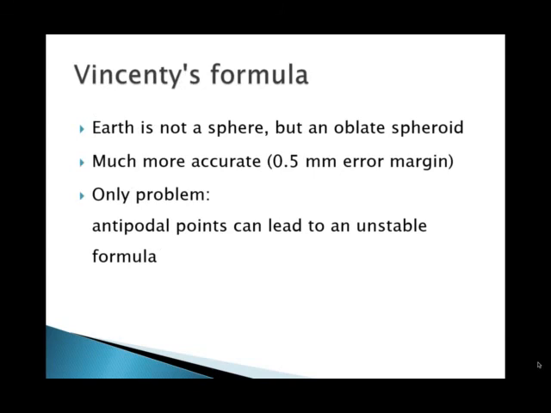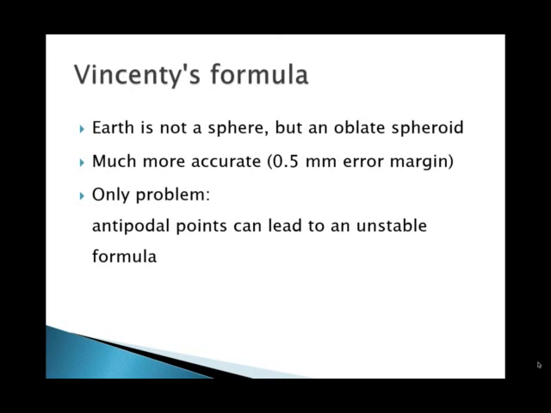Let's move on to Vincenty's formula. At the base of his formula is the assumption that the Earth, in fact, is not a sphere, but an oblate spheroid, meaning that it is not perfectly round, but that it is thicker at the equator and smaller at the poles. And because our Earth, in fact, is an oblate spheroid, this formula is much more accurate, up to an error margin of a maximum of 0.5 millimeters.